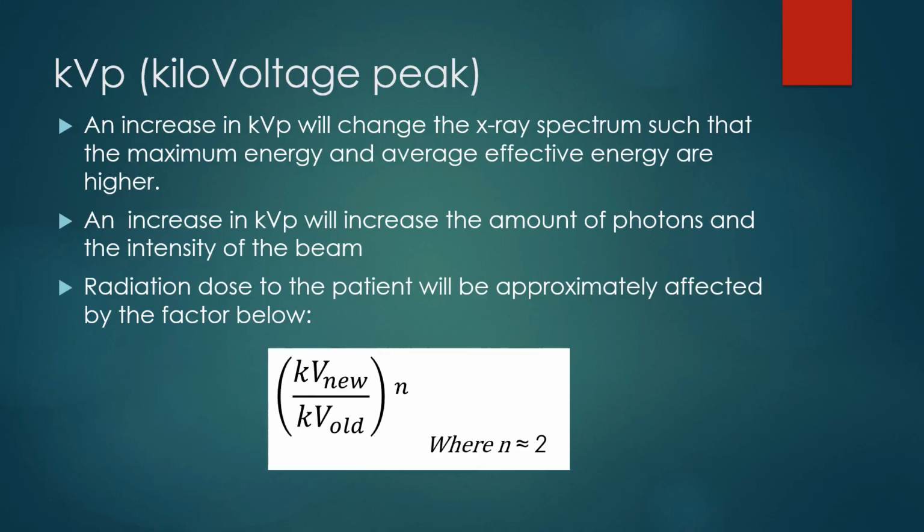kVp, or kilovoltage peak, is the peak potential applied to the X-ray tube, which will accelerate electrons from the cathode to the anode. Tube voltage, in turn, determines the quantity and quality of the photons generated. An increase in kVp will change the X-ray spectrum such that the maximum energy and average effective energy are higher. An increase in kVp will increase the amount of photons and the intensity of the beam. Increasing the kVp will increase the dose to the patient by a factor of the new kVp divided by the old kVp, quantity raised to the n power, where n is approximately 2.